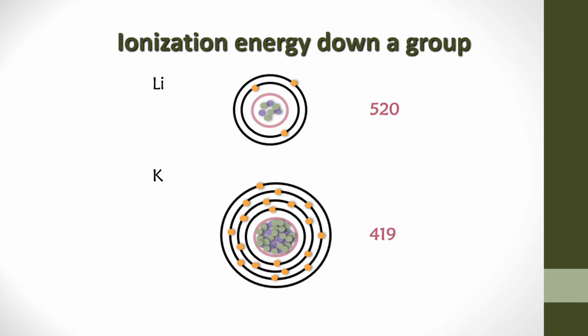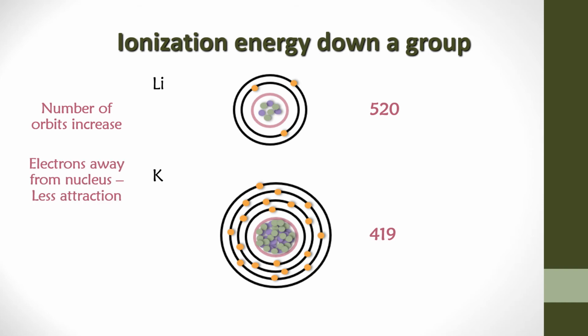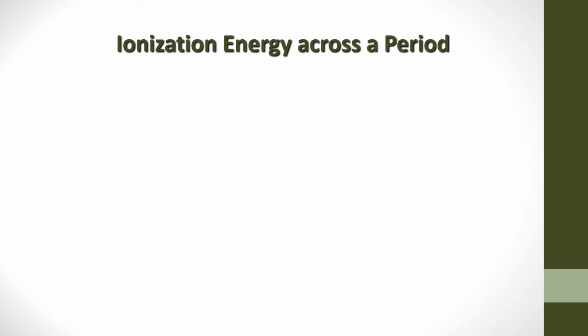The reason for that is that as we go down the group, the number of orbits is increasing. Because the number of orbits is increasing, the electrons are going farther and farther away from the nucleus, so there's less pull and less attraction from the nucleus. Because of that, there's nothing holding those electrons back, so it's very easy for them to just go. We don't need a lot of energy to break those electrons free from the attraction of the nucleus. Now let's look at what this trend looks like as we go across the period.